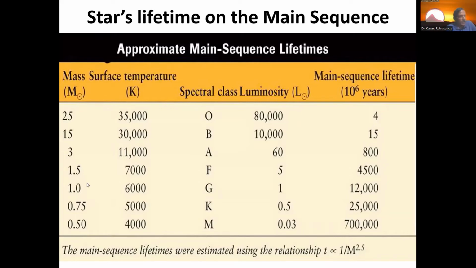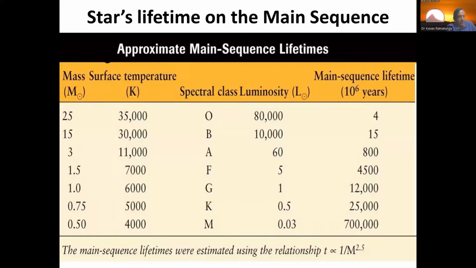Very massive stars, which are about 25 times the mass of the sun, live only 4 million years. So they are very bright, burn at very high luminosities, and they are called O stars. And at the other extreme, a star which is half the luminosity of the sun will have a temperature of about 4,000 degrees. They are called M stars.